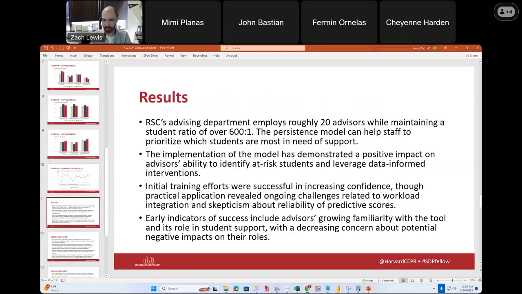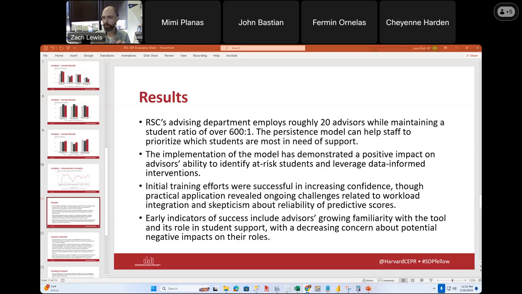So to try and bookend this, the implementation of these tools that we've seen over the last 9 months or so have demonstrated some positive impact on advisors' understanding and engagement. And we saw some notable improvements in their ability to identify students who might be at risk of non-persistence and really leveraging the data that comes from the predictive model to inform their intervention work. We're hopeful that the initial training efforts that we delivered were successful in helping to increase advisors' confidence.